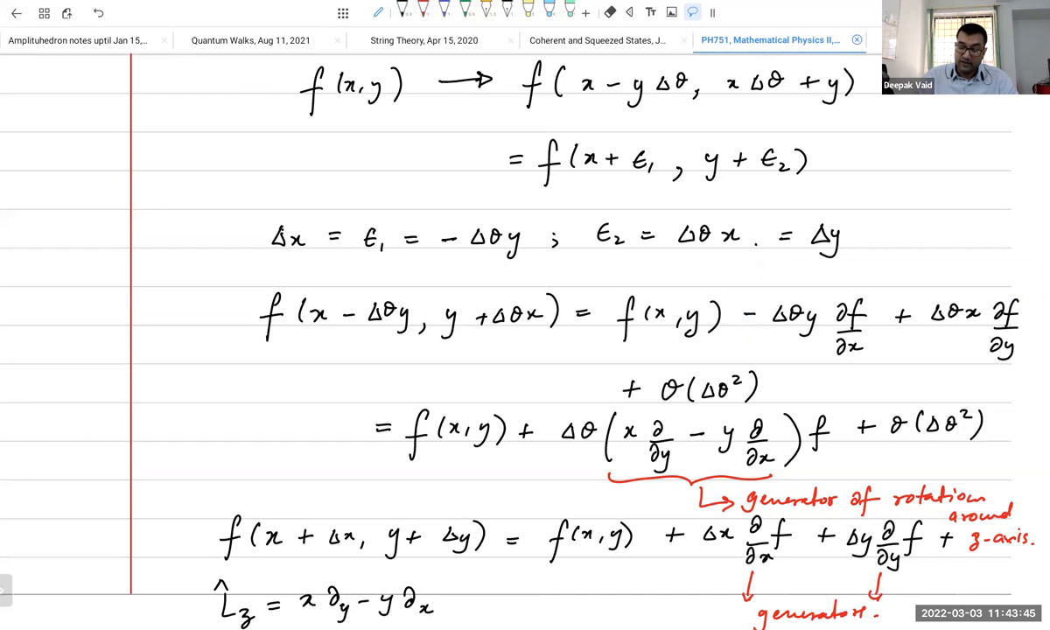And now what I have done is I have collected these operators. This operator is y times d by dx, and this operator is x times d by dy. Delta theta is a common factor, so I've kept that outside. And that's how I get this expression over here, acting on f.